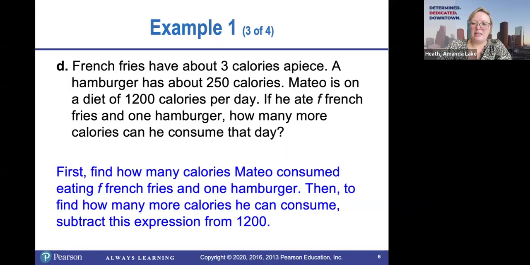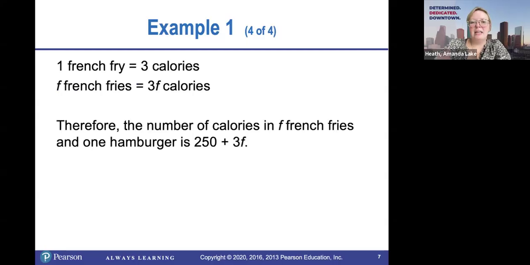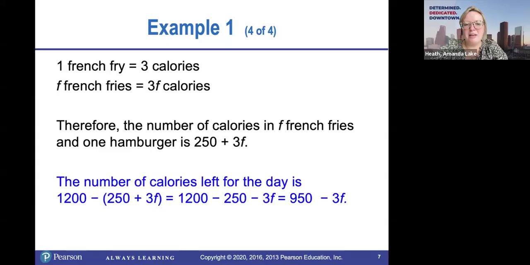All right, so this is going to write out that idea for us. The number of calories from French fries is 3F. And so the total is 250 plus 3F, and then we subtract that from 1200, and then you can simplify that expression, not forgetting to subtract both 250 and 3F. So when you end up, you'll get 950 minus 3F.